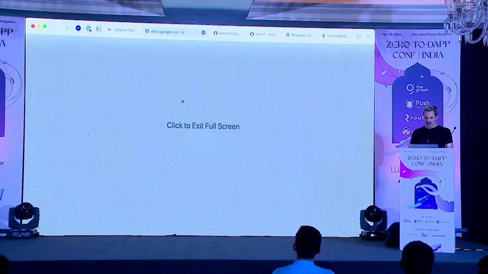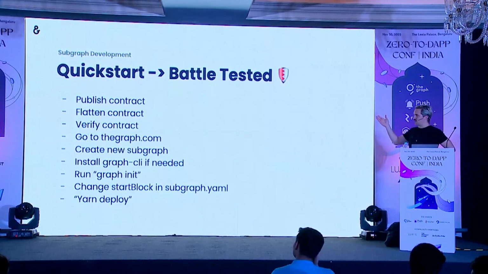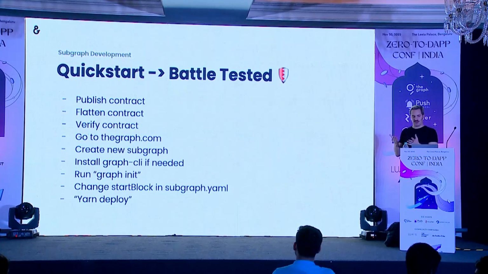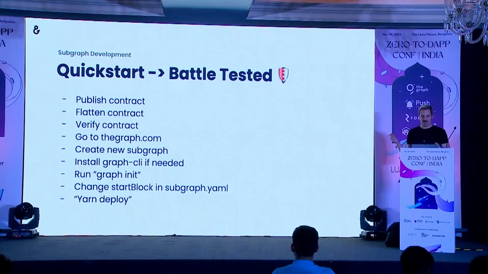Cool. So to summarize what we did here, this was the battle-tested one. You can publish or deploy a contract to any network. You can flatten the contract to be able to verify it. Then you go to the graph, you create a new subgraph, and you follow the instructions that are there. It will be similar to the studio and hosted service. You install the graph CLI if needed, then you just run graph init or whatever is written there. You change the start block, that's very important, and then you deploy, and you already have a subgraph that indexes your events.